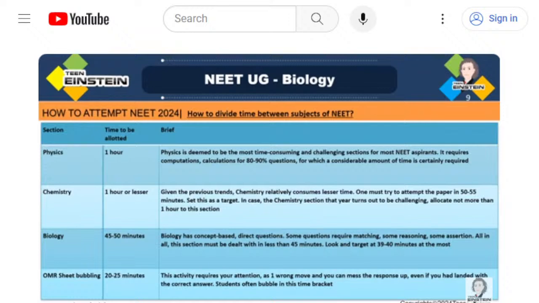Here, biology means there won't be much calculation. Biology means almost all the questions will be concept based and there will be direct questions. Some questions you need a little more time for, like match the following, and some reasoning type questions and some assertion type questions will be there. So in all these sections, you can handle it within 40 to 45 minutes. So plan this to 40 to 45 minutes, or 50 minutes maximum.